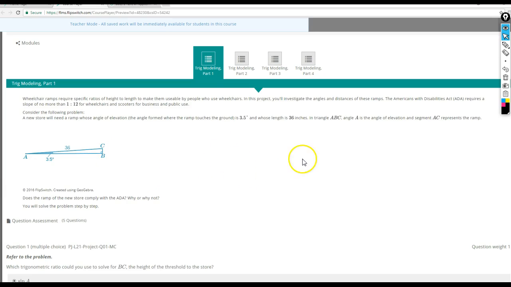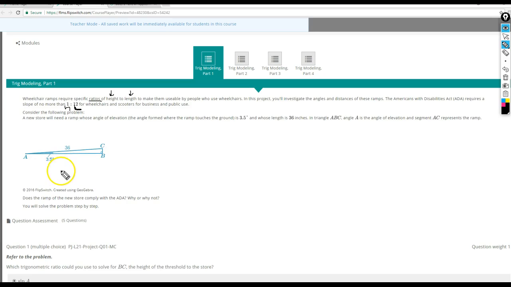Alright, first thing that I'm going to notice is the ratio is given as height to length. So this 1 represents the height and the 12 represents the length part. And then our question is, does the ramp of the new store comply with ADA? Why or why not? You will solve the problem step by step.